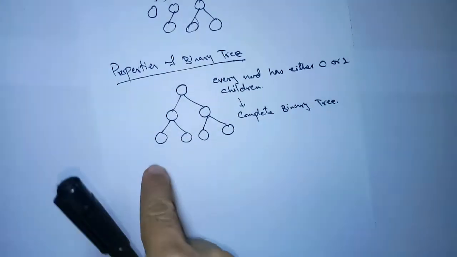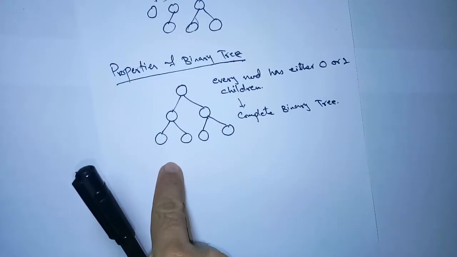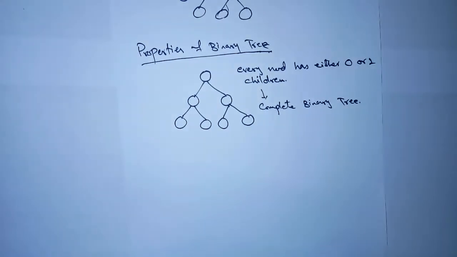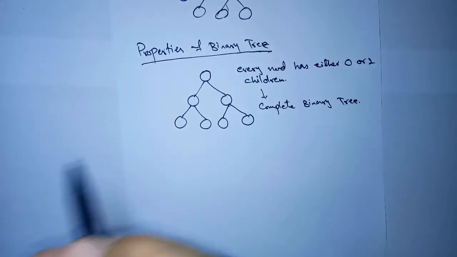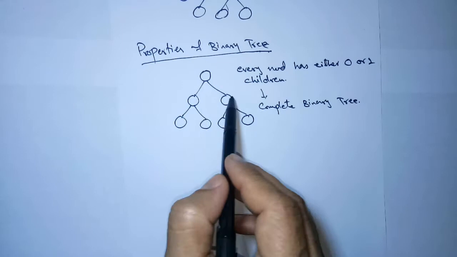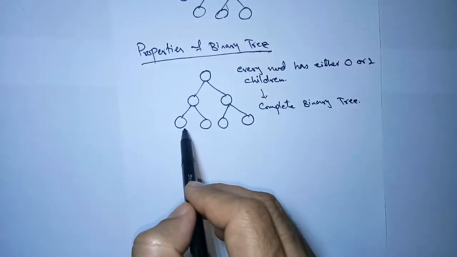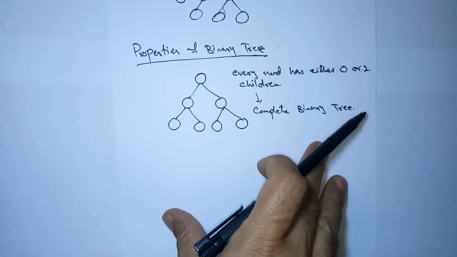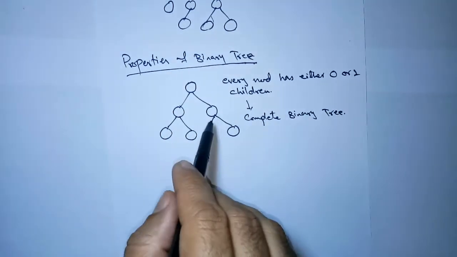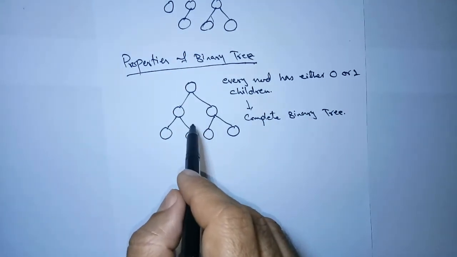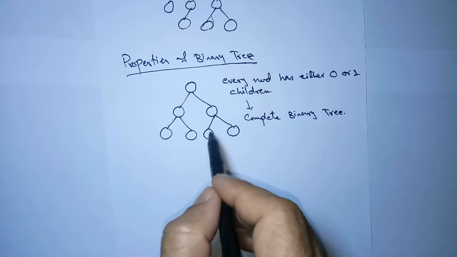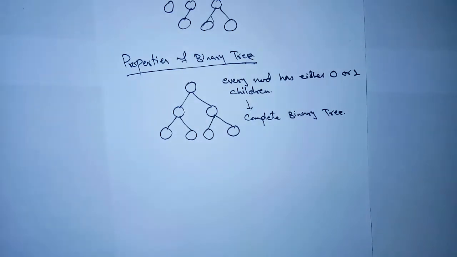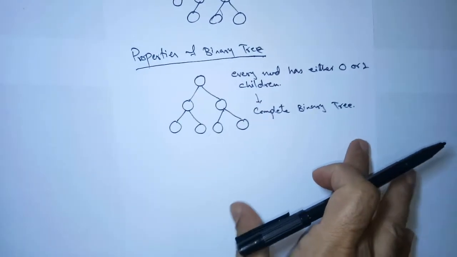Like for example, this one that I have drawn here. Every node has either two children or zero children, meaning it is a leaf node, right? If it is a leaf node, it will definitely have zero children. If it is not a leaf node, it will have exactly two children, right? So that's the definition of the complete binary tree. Clear?